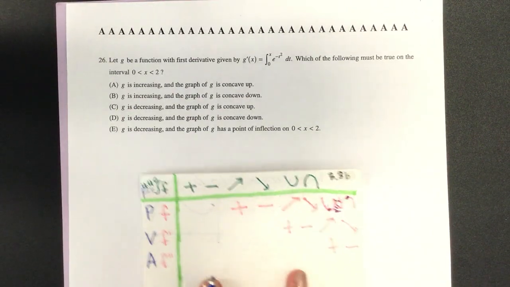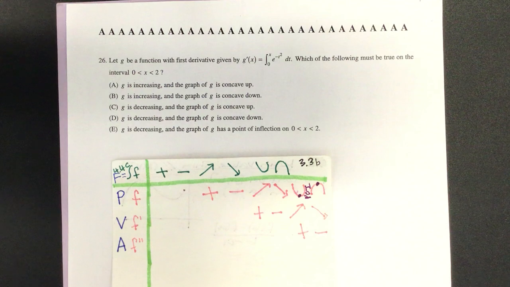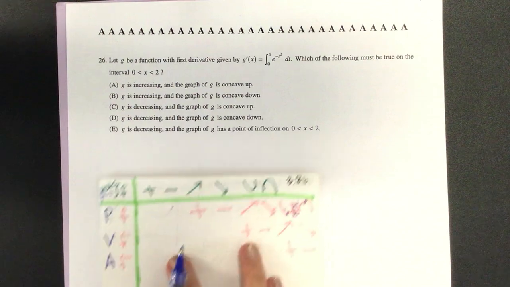Let g be the function with the first derivative given by g'(x) equals the integral from 0 to x of e to the power of negative t squared dt. Which of the following must be true on the interval 0 is less than x less than 2? Okay, so let's write a few things.